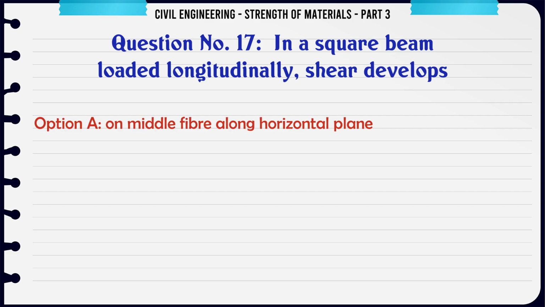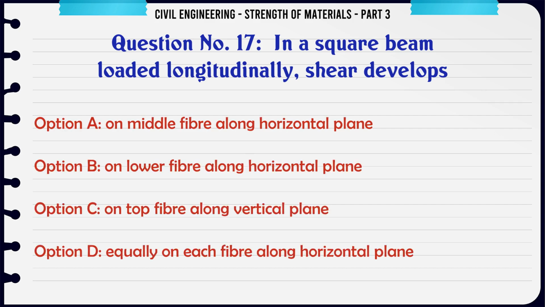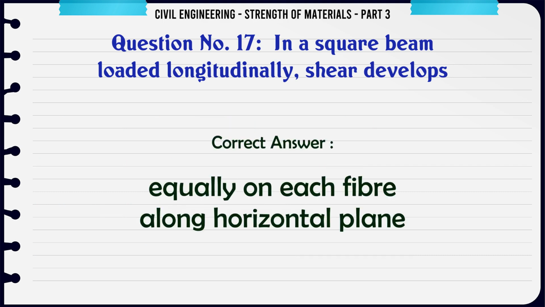In a square beam loaded longitudinally, shear develops A) on middle fiber along horizontal plane, B) on lower fiber along horizontal plane, C) on top fiber along vertical plane, D) equally on each fiber along horizontal plane. The correct answer is equally on each fiber along horizontal plane.